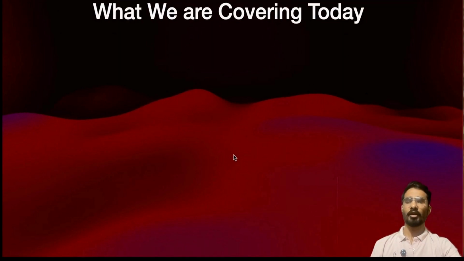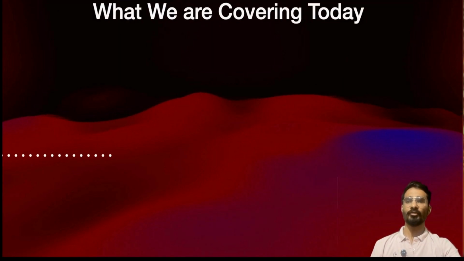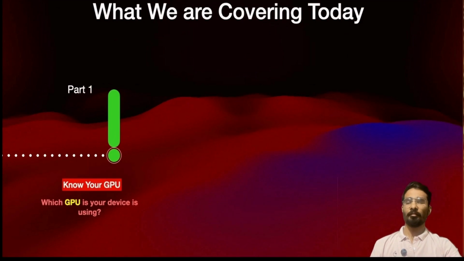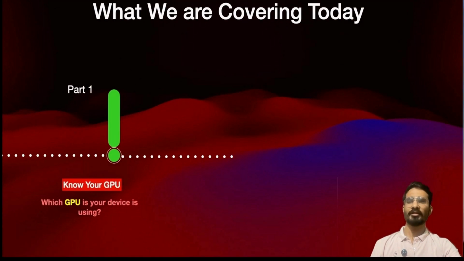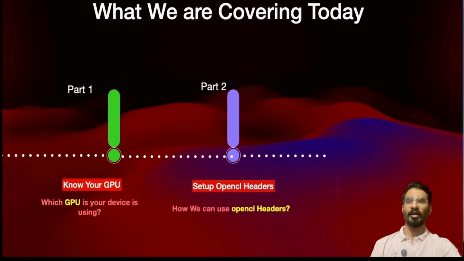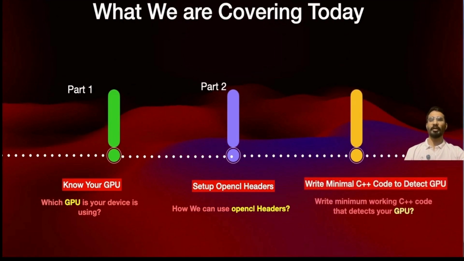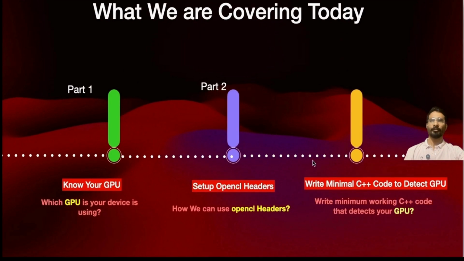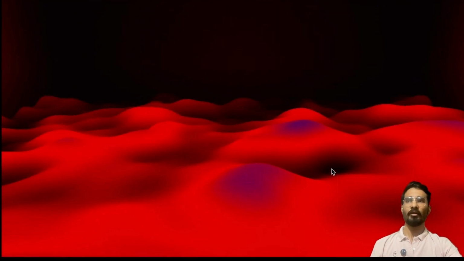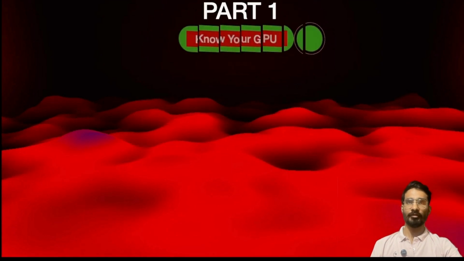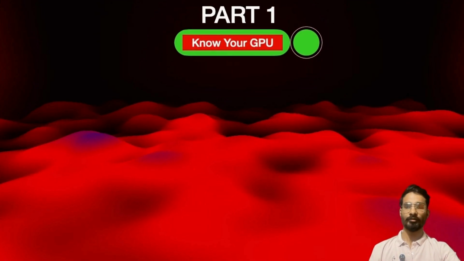This video we will divide into three parts. Part 1 will talk about how to detect the GPU using OpenCL. Part 2 will discuss how we can set up OpenCL headers. Part 3 will discuss how we can write a minimum C++ working code that detects our GPU. Let's move to part 1: detecting your GPU, or know your GPU.